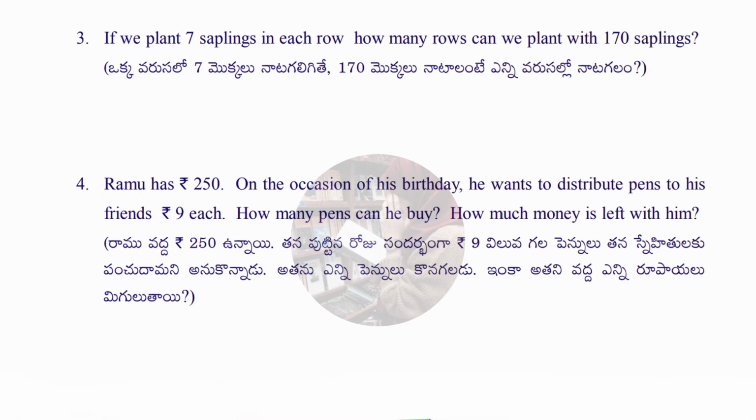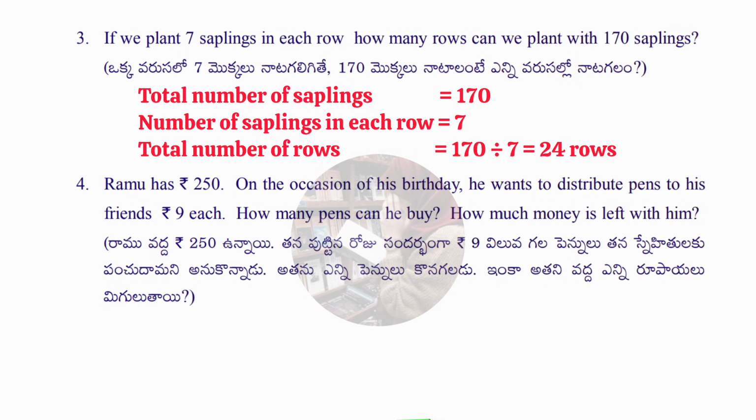Understood? Let's see the third question, which is if we plant 7 saplings in each row, how many rows can we plant with 170 saplings? Let's see the answer. Total number of saplings is 170. Number of saplings in each row is 7. Now we have to find the total number of rows. 170 divided by 7. So 7 2 is 14, 15, 16 and 3 will be left and 0 will come down, means 30. 7 4 is 28. So 24 rows will be there, means total number of rows will be 24.